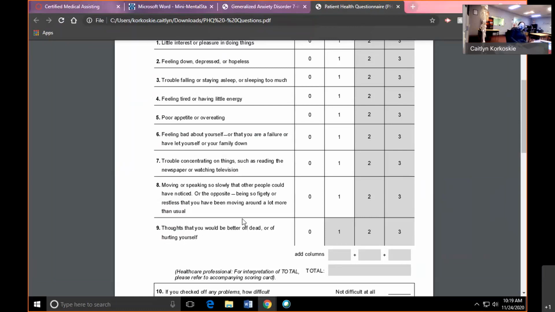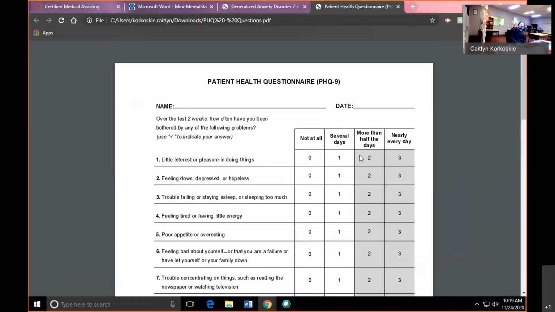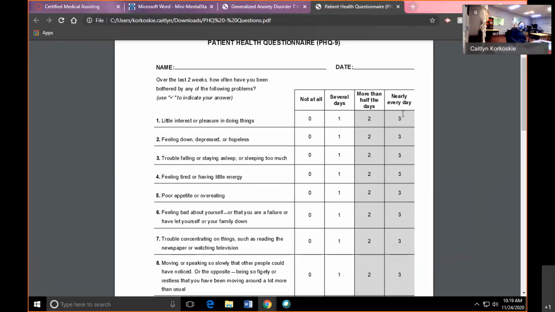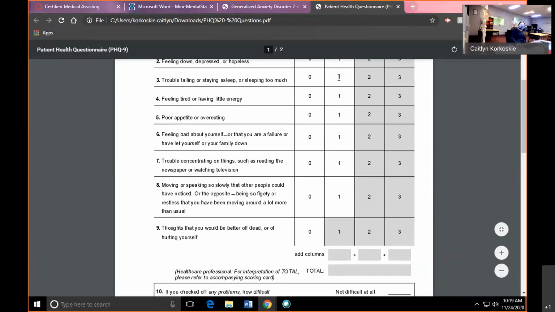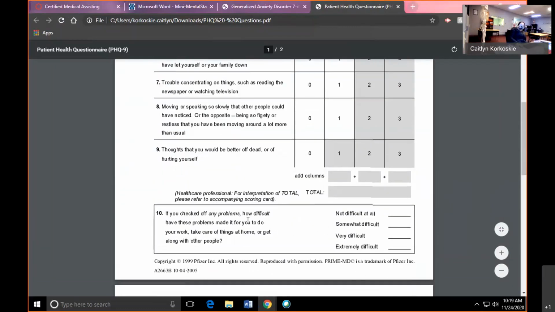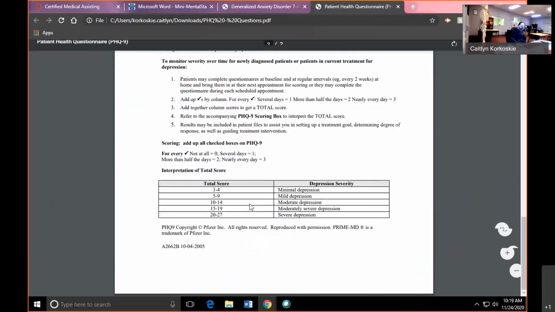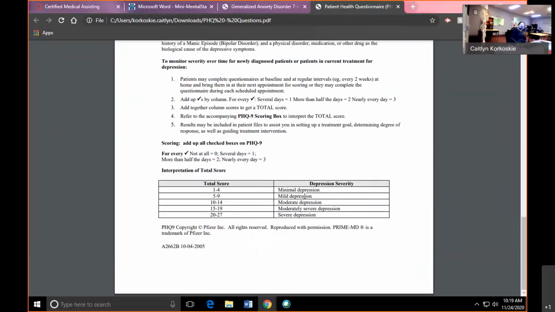Again, it works the same way: say they circle a 3 here, a 1 there, a 0 here. You're just adding these numbers up, and at the bottom of the page, it'll tell you what the severity is. Depending on the severity, the doctor will say, I want to see you again in 3 months or 6 months. Usually it's at least every 6 months for medications like this that we'll want to see a patient.